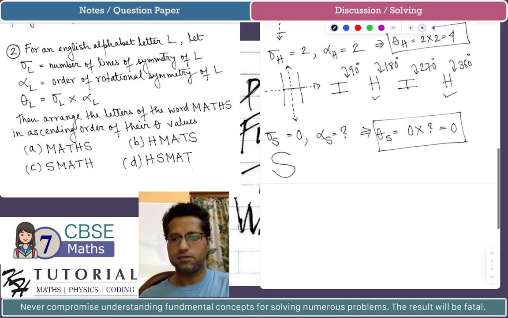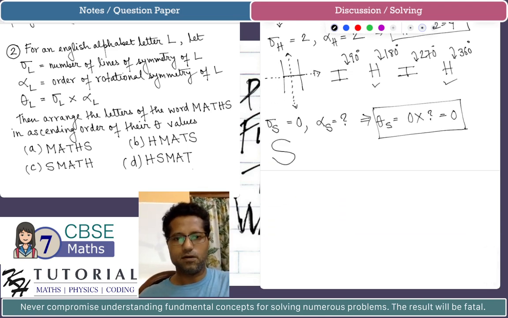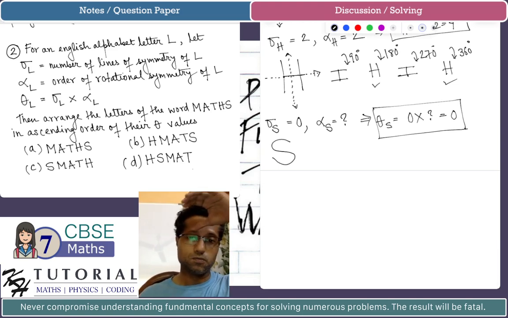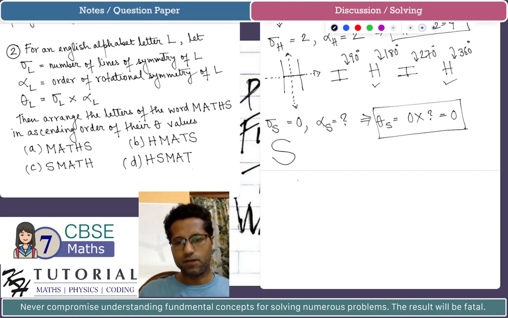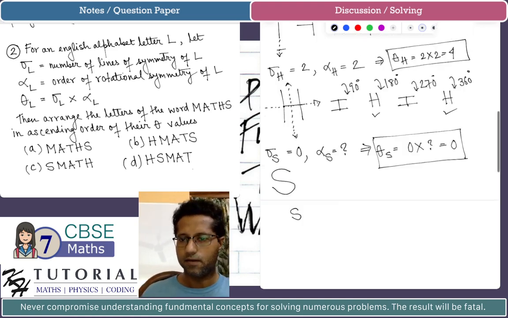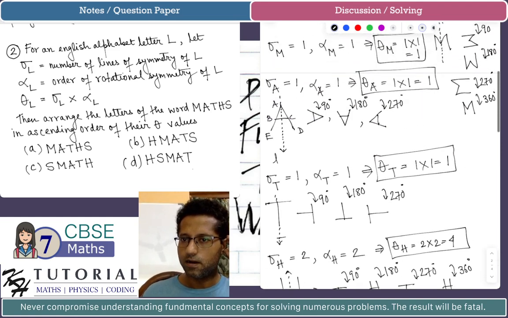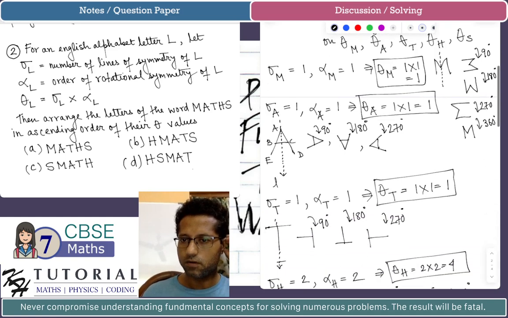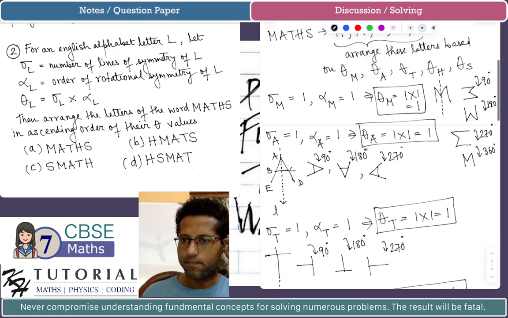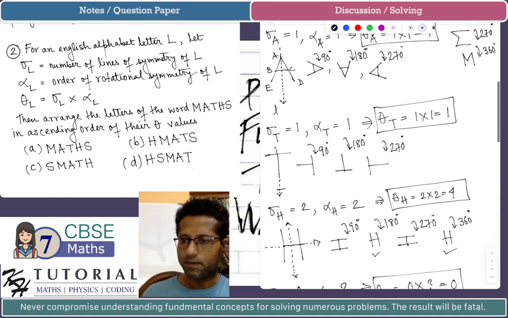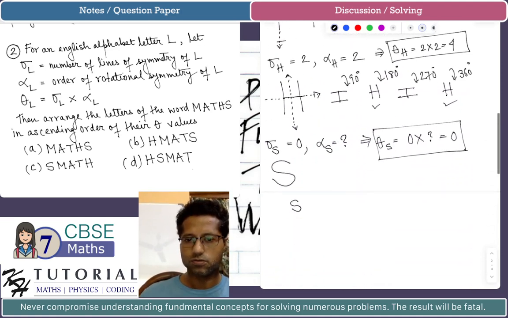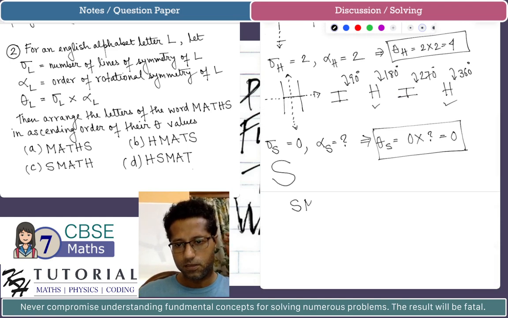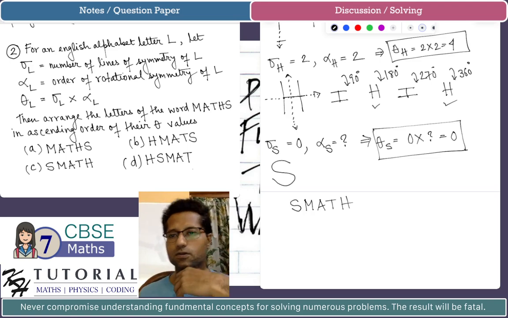So the least value is S. We have to arrange the letters of the word MATHS in ascending order of their theta values, that is from smaller to bigger values. So obviously S will come first, and then the theta values of M, A, T are 1, 1, 1, and H is 4. So M, A, T should come, and then finally H. H has the largest theta value, which is 4.